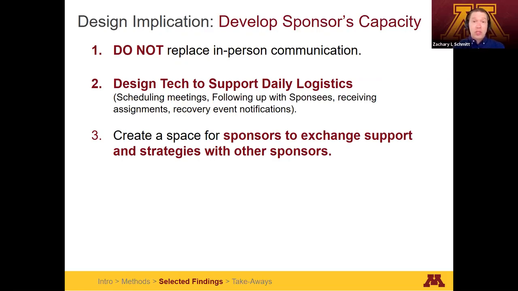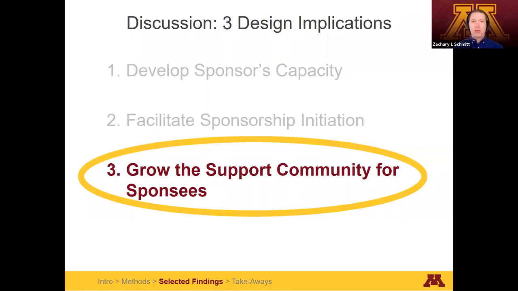Additionally, we also see an opportunity for tech to connect sponsors with each other by creating spaces for them to exchange support and strategies to further grow their capacity to meet the challenging needs of their individual sponsees. All right, so on to the final implication, in which we recommend that tech design focus on helping sponsees develop a peer network to complement the support they receive from their sponsor.